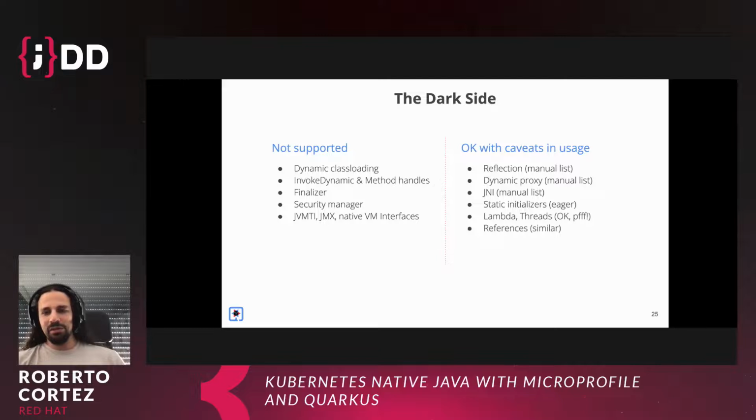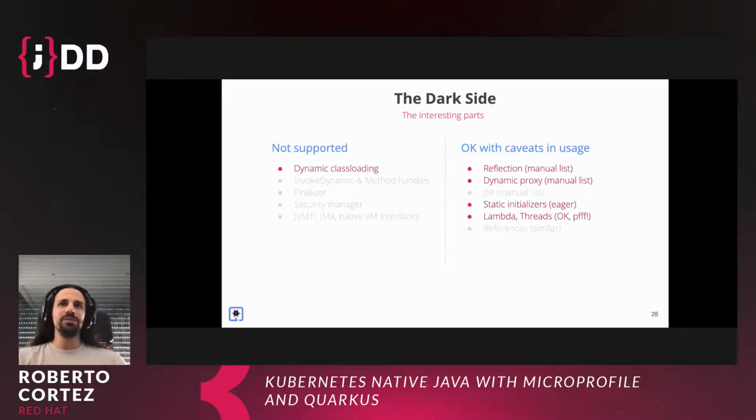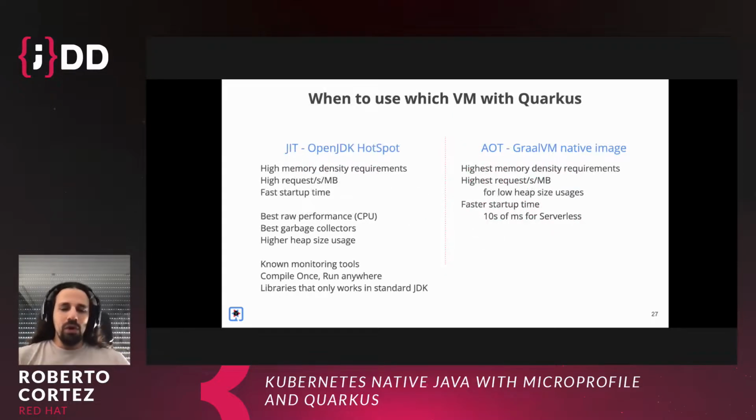And the same thing applies to dynamic proxies, right? A similar concept, and so on. So there are some limitations when using native image. Now, when would you like to use one or the other?